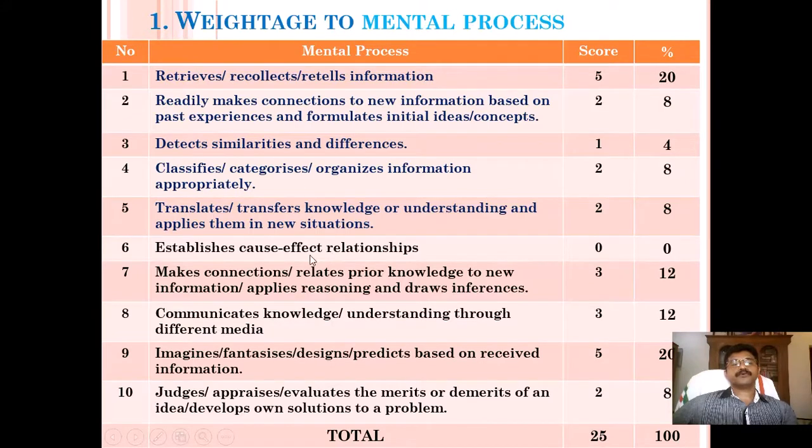This chart shows the 10 mental processes involved in their learning, and many of them are tested in the question paper, and here you can see the scores given and distributed to the various mental processes. The total score of a unit test is 25, and its percentage is given in the last column.